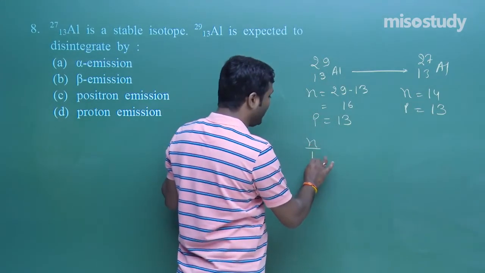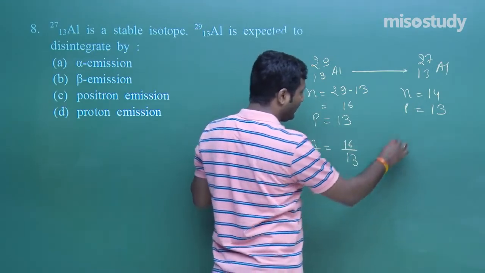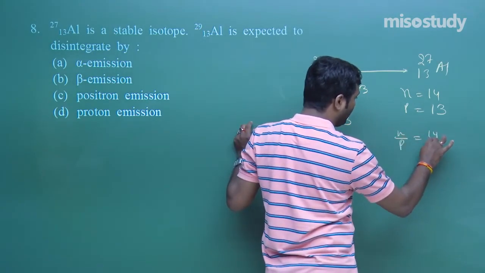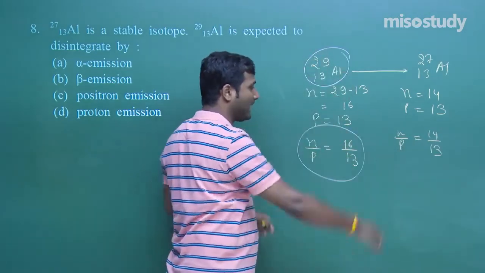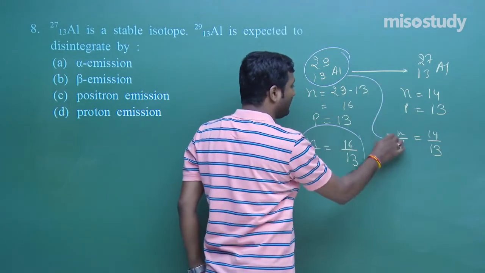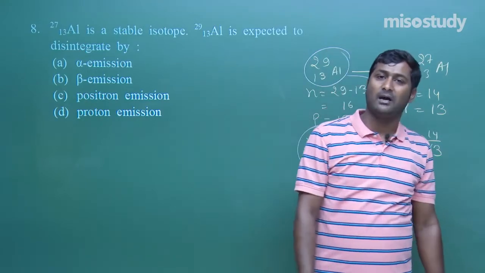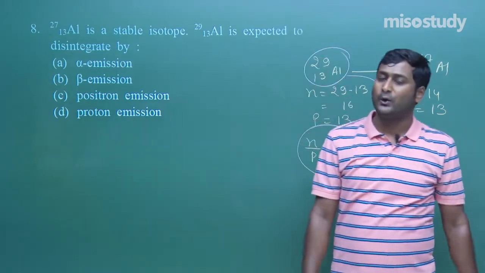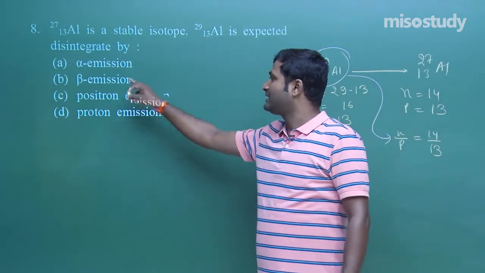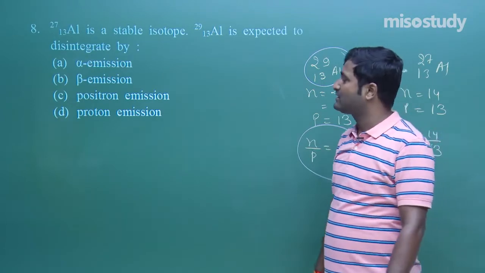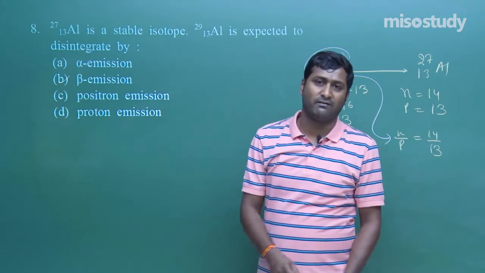Now check out here, N by P is 16 upon 13, and here N by P is equal to 14 upon 13. Look at here. The parent has a high value of N by P ratio, that is, we are reducing the N by P value to gain stability. Again, cause of radioactivity, if the N by P ratio is higher than the stability, to reduce the N by P ratio in case of daughter element, what to do? Beta emission takes place. So in this case, what will be the answer for question number 8? B is the correct option, my friend.